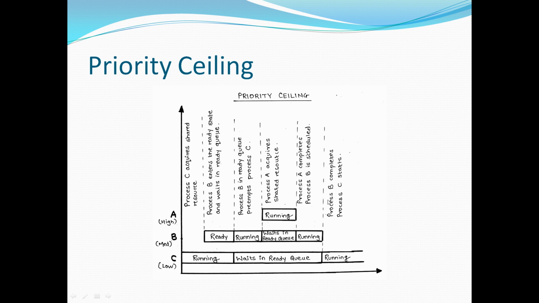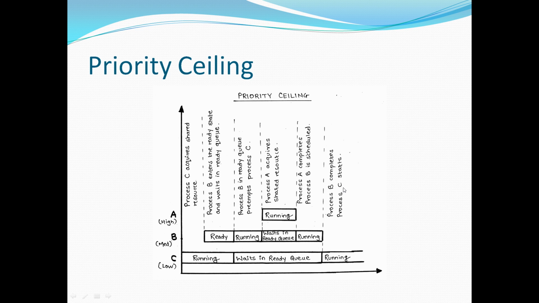Okay, now here at last stage process B completes, and now process C starts. Before that, initially at starting stage process C acquires the shared resource, and once it is acquired, process B enters in the ready state, waiting. Now process B in ready state preempts process C, and process A acquires the shared resource. Now process A completes, process B starts, and after completion of process B, process C is started.